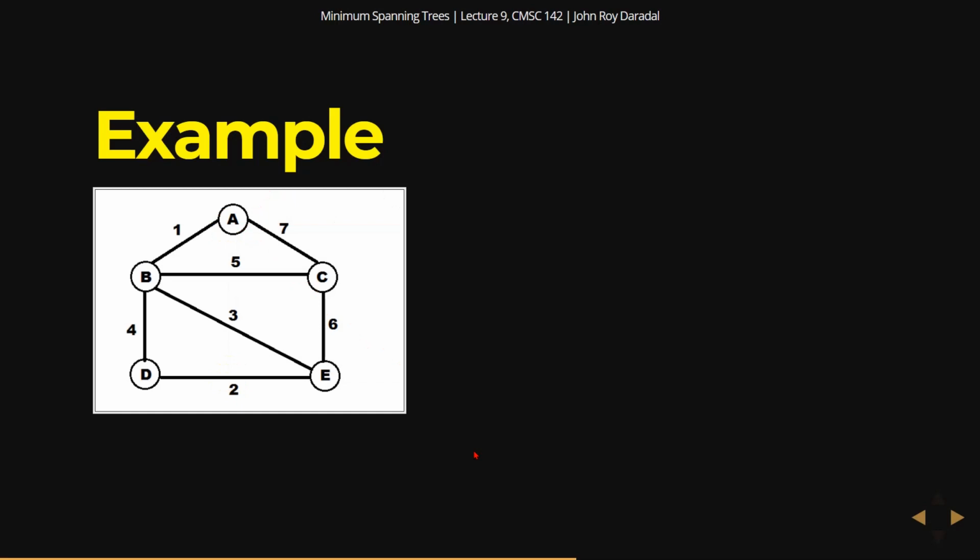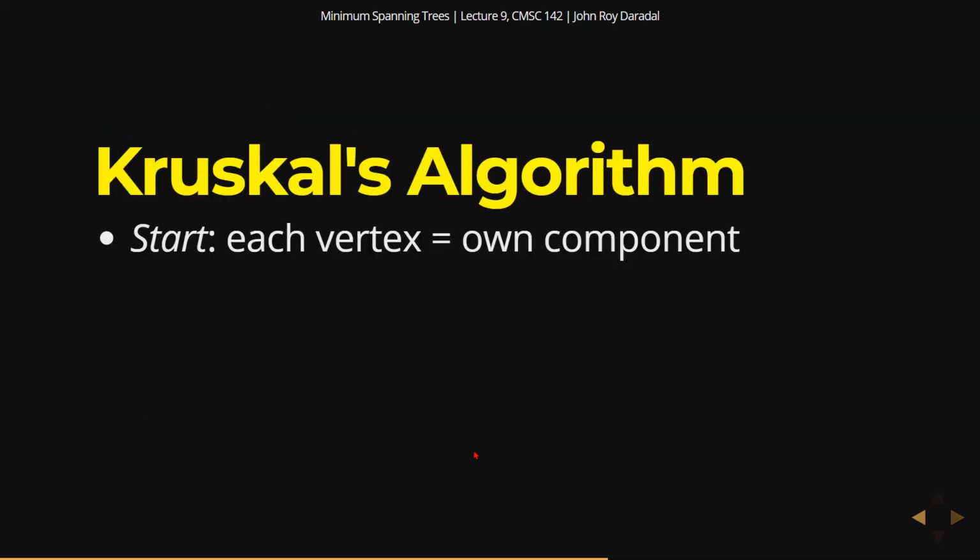So you don't start with a particular vertex, you just go through all edges in ascending order, and when the endpoints belong to two different components, you merge them. Otherwise, just skip, because they already belong to the same component. Adding that edge would form a cycle. Okay, so pretty simple, right?